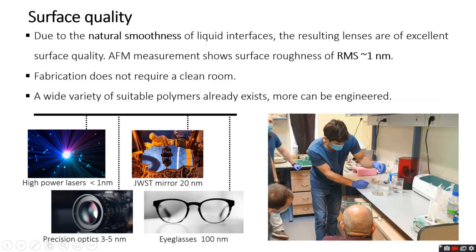An important aspect of the fluidic shaping method is that due to the natural smoothness of liquid interfaces, the solidified lenses are of excellent surface quality and do not require any polishing whatsoever. Our atomic force microscopy measurements yield surface roughness on the order of 1 nanometer RMS. The picture on the right was taken during an actual demonstration of the fluidic shaping method, where a 1-inch lens was created from fluid injection to solidification in under 10 minutes. As you can see, the fabrication does not require cleanroom facilities, yet the resulting surface quality is on par with the best technologies out there.